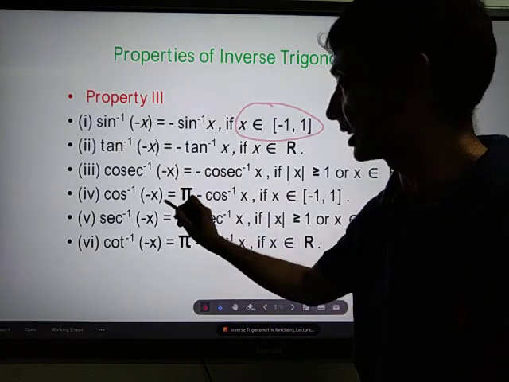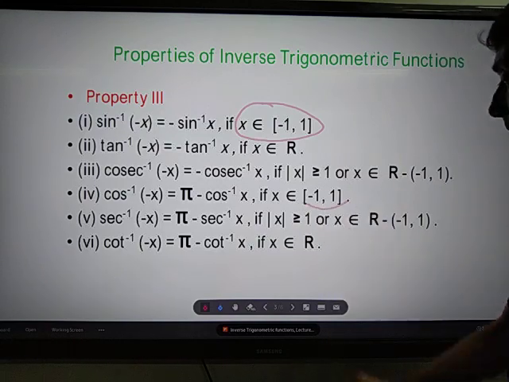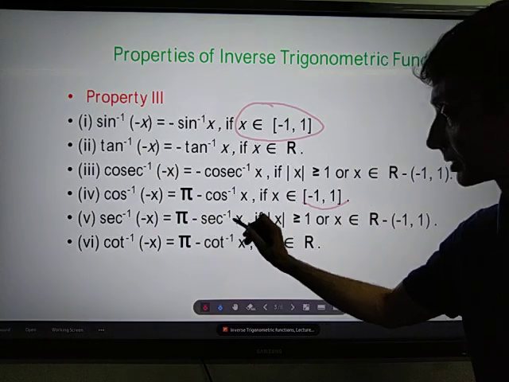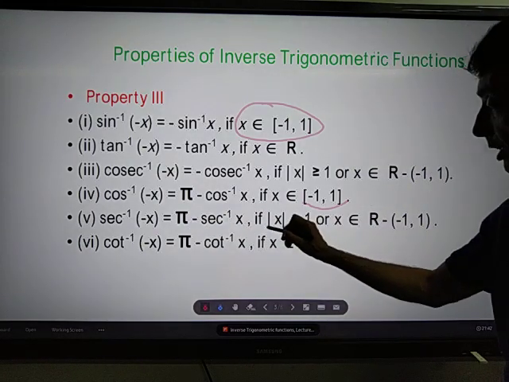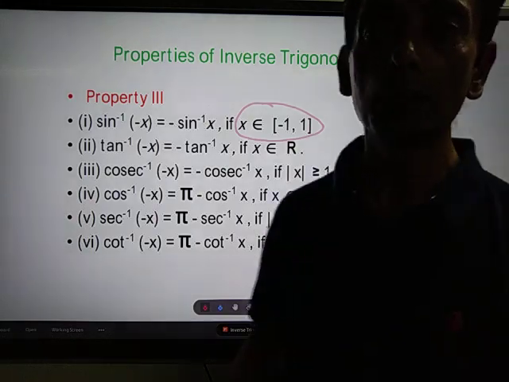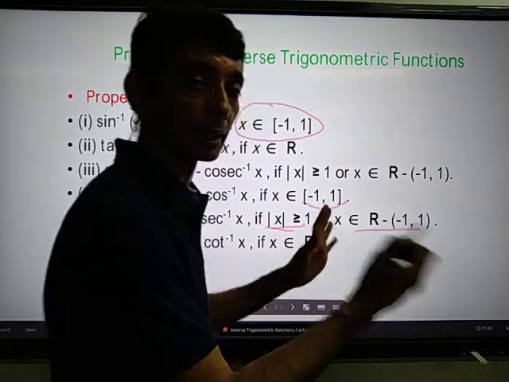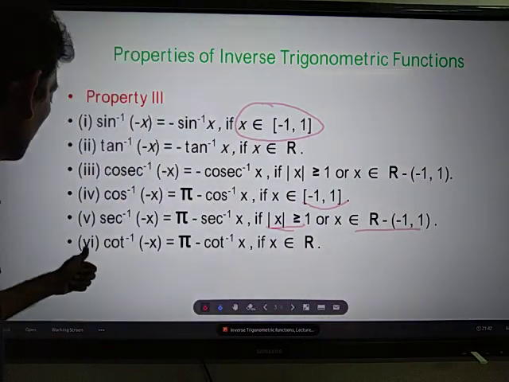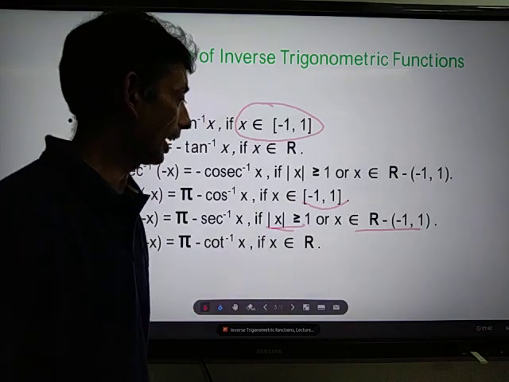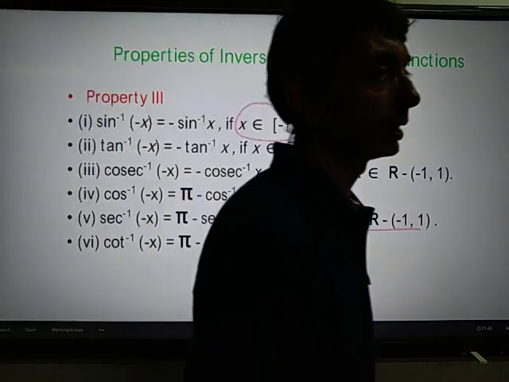Cos inverse of minus x is equal to pi minus cos inverse x, provided x belongs to minus 1 to 1. Similarly, sec inverse of minus x is equal to pi minus sec inverse x, provided mod x is greater than or equal to 1, or x belongs to R minus (minus 1, 1). This condition and that condition are equivalent statements. And cot inverse of minus x is equal to pi minus cot inverse x for x belonging to R.